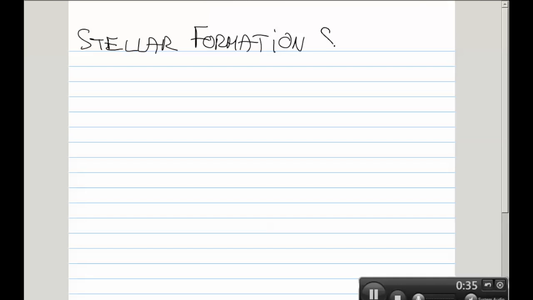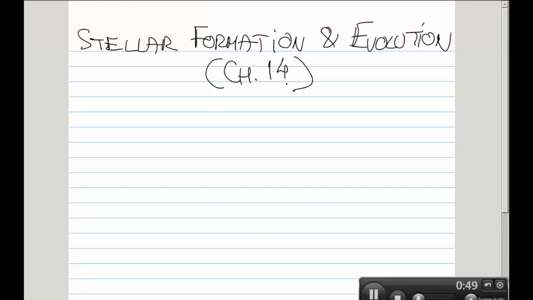Okay, so we'll start off discussing stellar formation and evolution. And that's the subject of chapter 14 from your textbook. So the question is, how do stars form and where do they form, right?